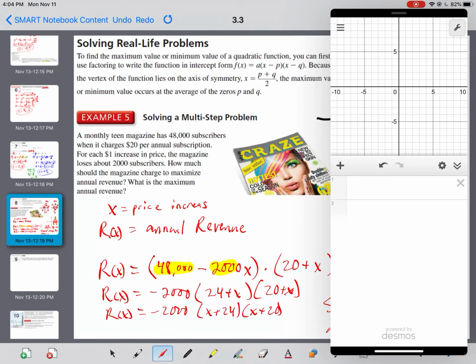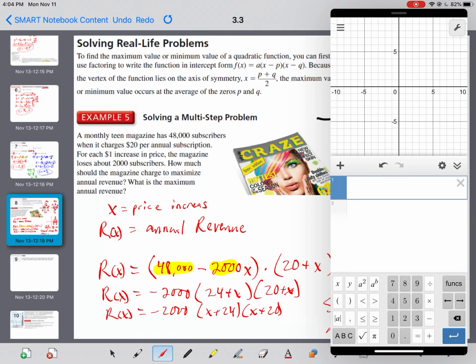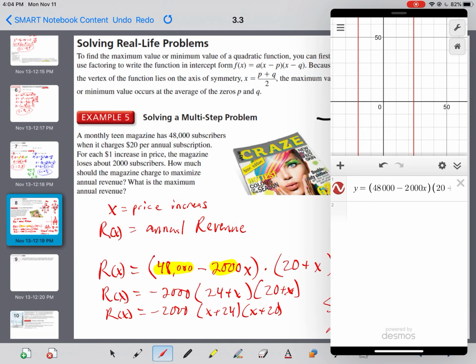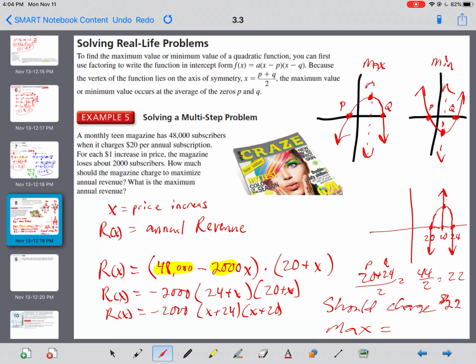I'm going to plug it into the old Desmos calculator and see what happens here. So if we say y equals, I wanted a y, and we go parenthesis 48,000 minus 2,000x, close, open, 20 plus x, close. We can't even see it. Oh, was one of those positive, one of those negative? Oh, it was. Look at that. I should have changed that to a negative 24, which would make that minus 24. This is why we always check our work.